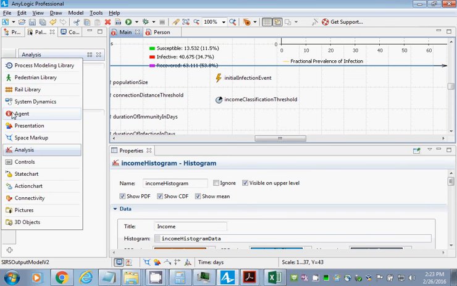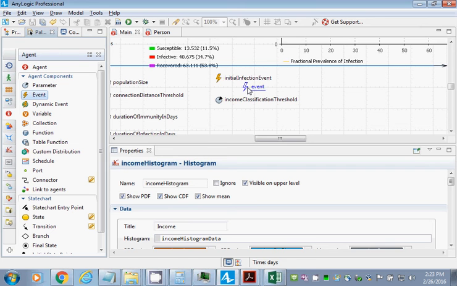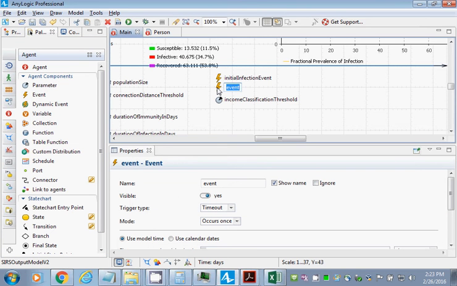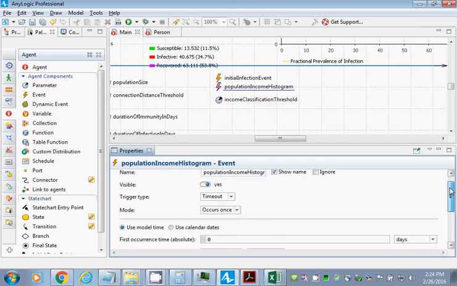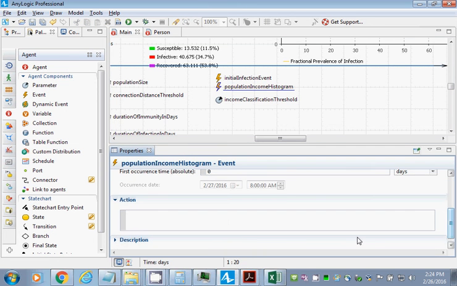The event will be: you want to draw in a histogram, populate income histogram. That becomes your income histogram data. Okay, you want it to occur once. And can anyone remind me, what will the code for this be? What will the code for this be?